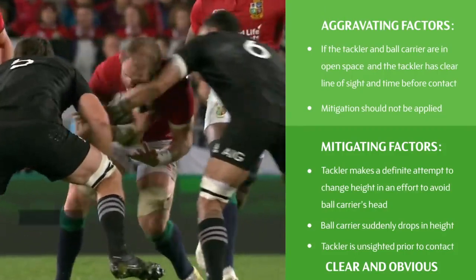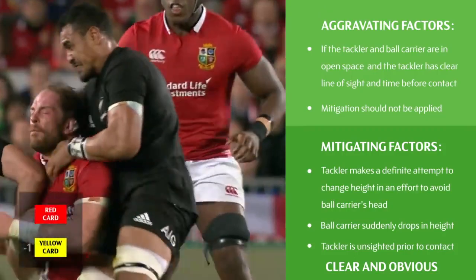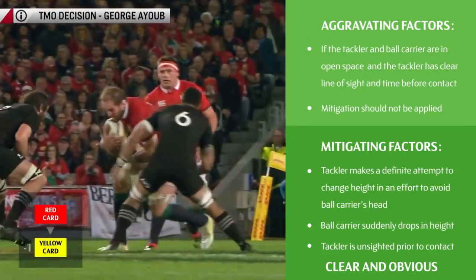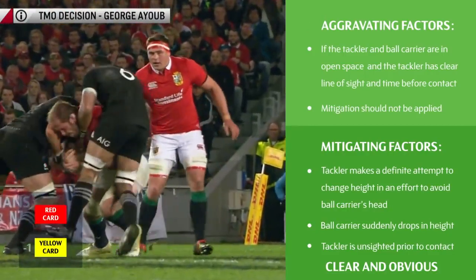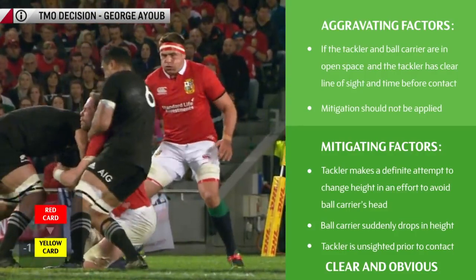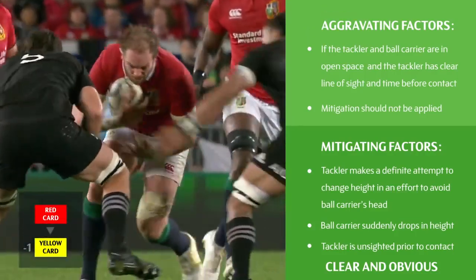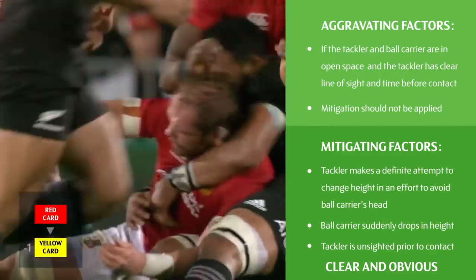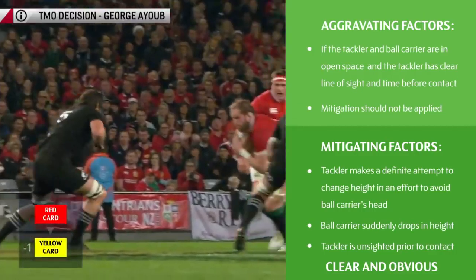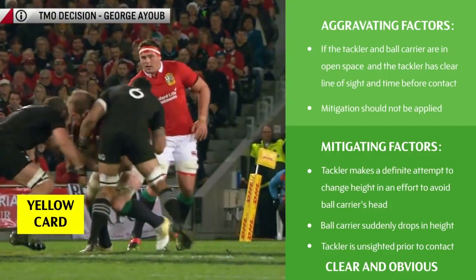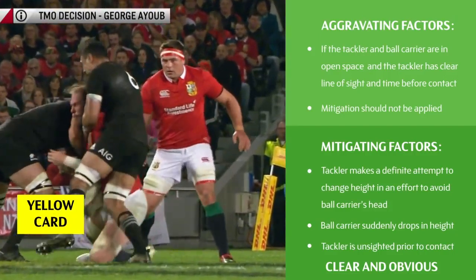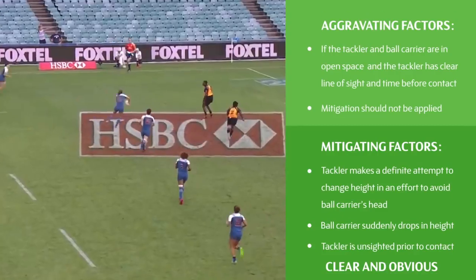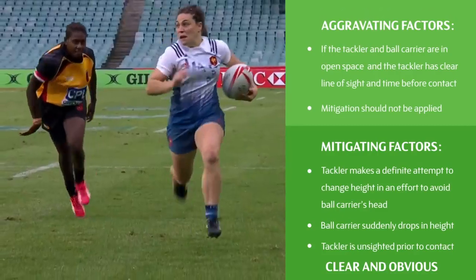Here, the ball carrier has ducked and is running in a low, crouched position immediately before contact to the head occurs. The tackler may therefore be considered to be aiming low enough to avoid the head, unless the ball carrier dropped suddenly in height, as may be deemed to occur here. The officials may find this sufficient mitigation to reduce the sanction from a red card to a yellow card. Therefore, the final decision after applying mitigation is a yellow card. Here the players are in open space.